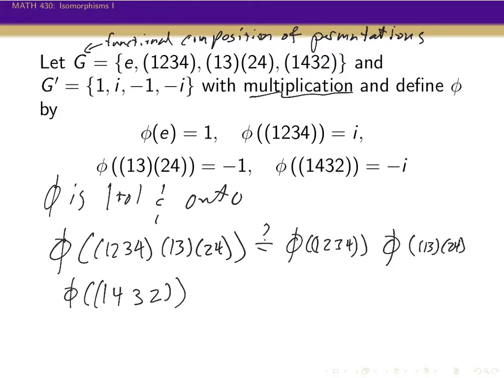And (1 4 3 2) is equal to minus i. And we can think about minus i as being i times minus 1. And i is phi of (1 2 3 4), and minus 1 is phi of (1 3)(2 4). Okay, and so this is just one example, but we could go through all the possible combinations and you would see that it works.